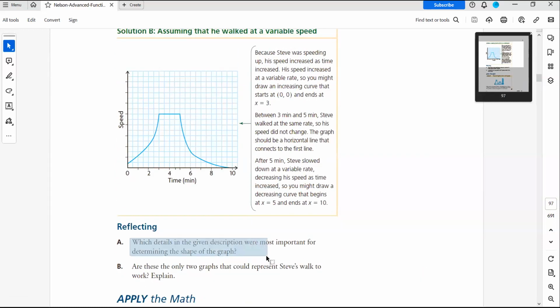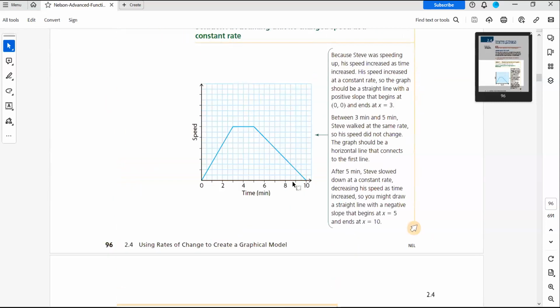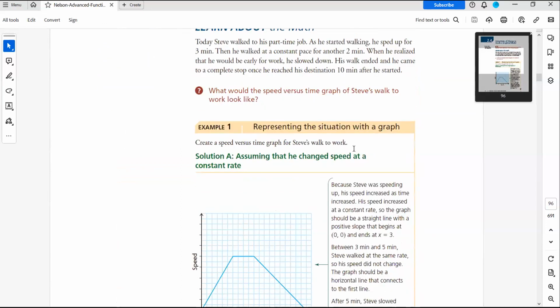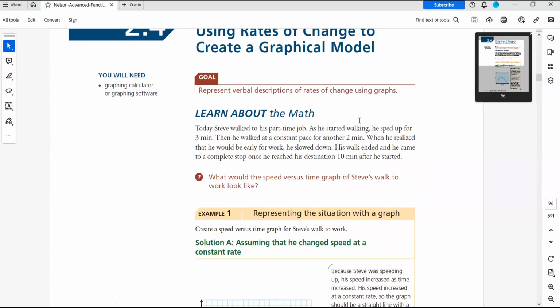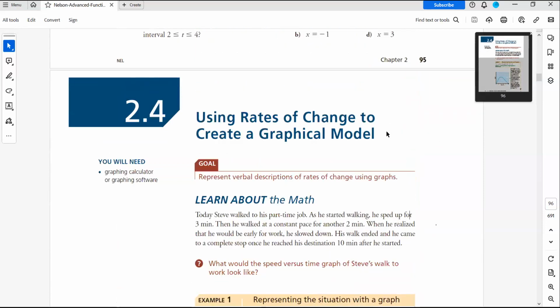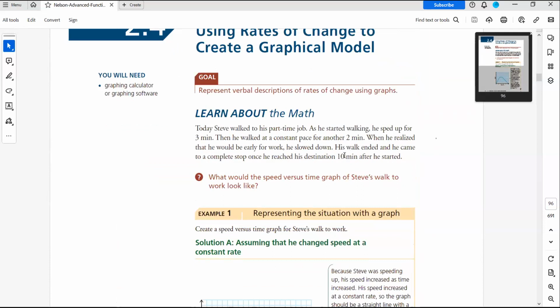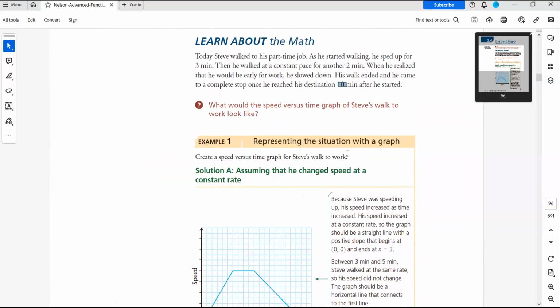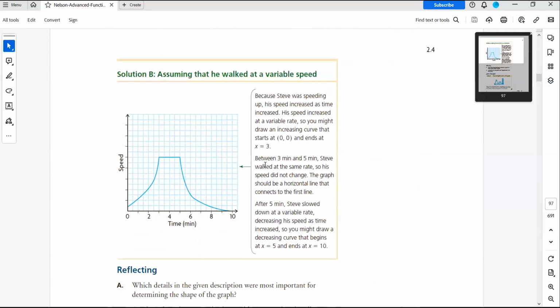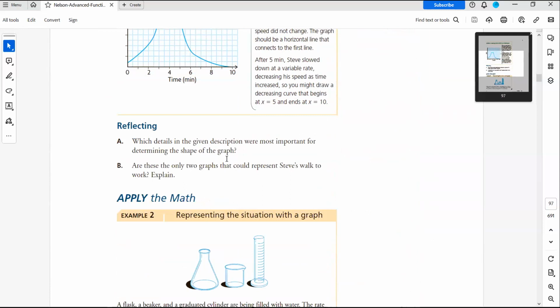So let's reflect. Which details in the given description were most important for determining the shape of the graph? Most important was the time interval, what he was doing in each time interval, and furthermore, how long the whole range of this function is. So here we know it's from 0 to 10 minutes, and then he was speeding up, slowing down, etc.